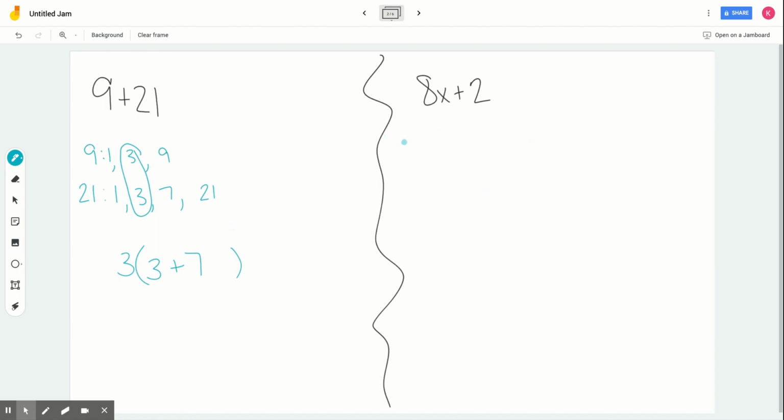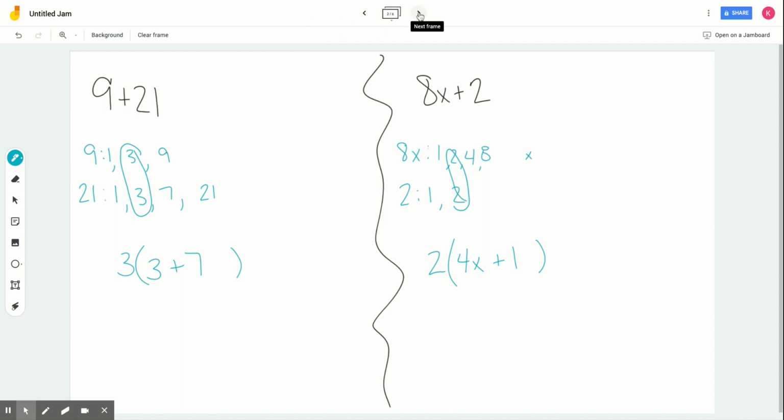So now if we look at this next example, 8x. Well, I can make an 8 by using 1 times 8 or 2 times 4. And then I'll have my x to use as well. I can make a 2 by 1 times 2. So my greatest common factor here is 2. So 2 goes on the outside. 2 times what makes 8x? That would be 4x. 2 times what makes positive 2? That would be positive 1.